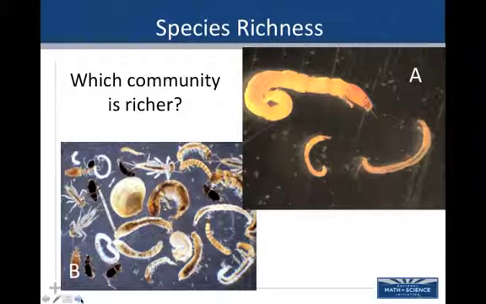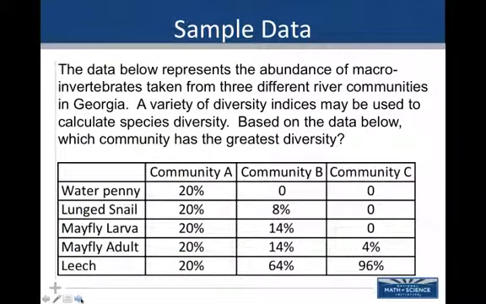So let's look at some sample data to be a little more qualitative. This is macroinvertebrates taken from 3 different river communities in Georgia. And you can use a bunch of different indices. They have Shannon Weiner indices for diversity. They have Simpson diversity indices. And so there's different indexes that you can use to calculate species diversity.